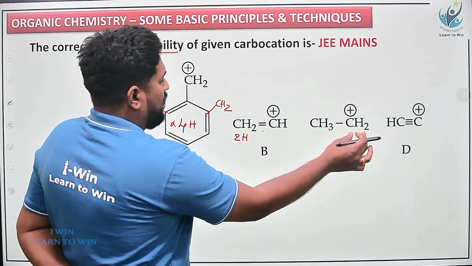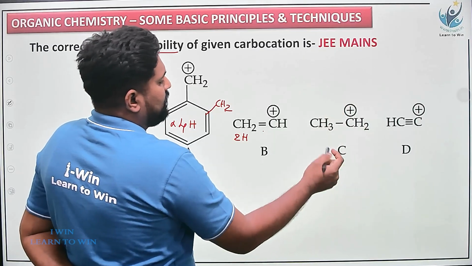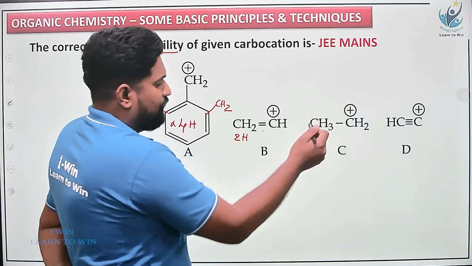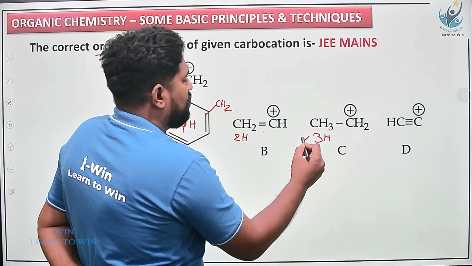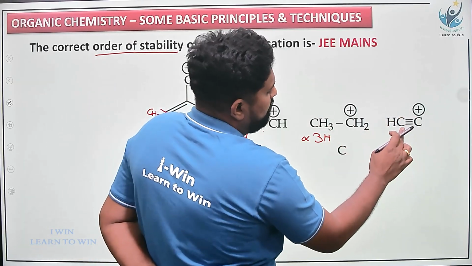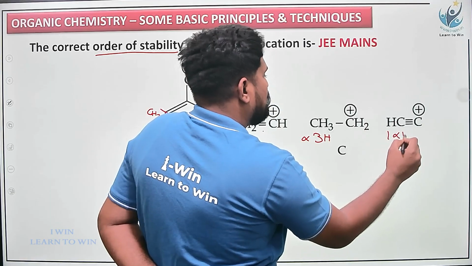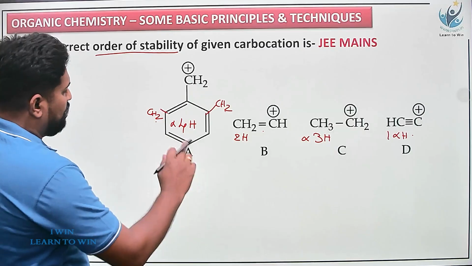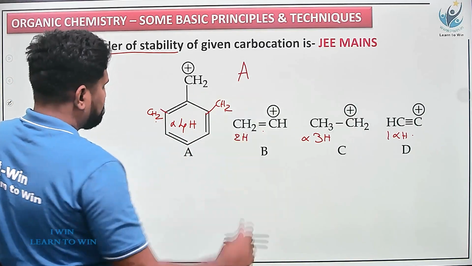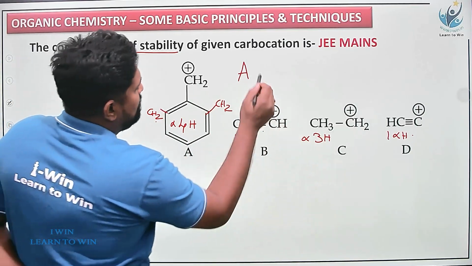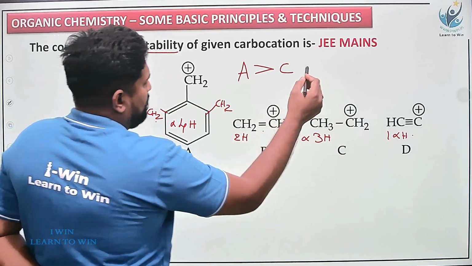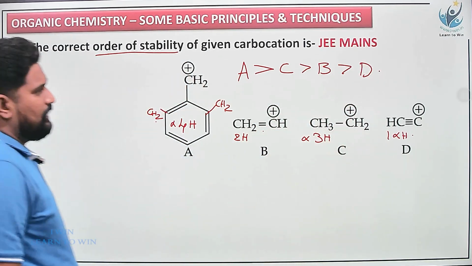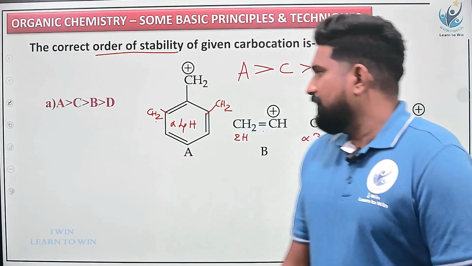CH3, CH2. Okay. Now look here, we have 3, because this becomes the alpha carbon and it has 3 alpha hydrogens. Coming to option D, here we have only 1 alpha hydrogen. So my dear students, now go from highest to lowest. First comes A, greater than C, next comes B, and next comes D. Now let us check the options and pick out the correct option according to the given question.